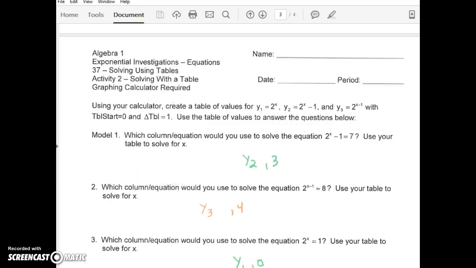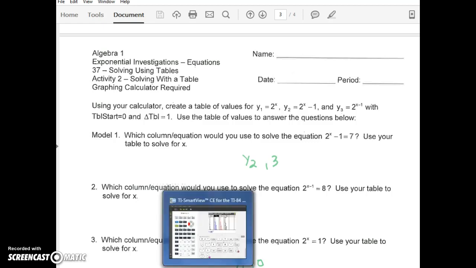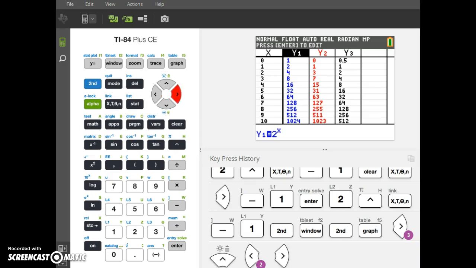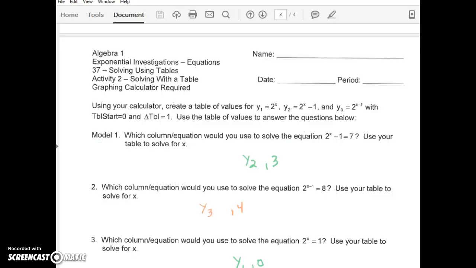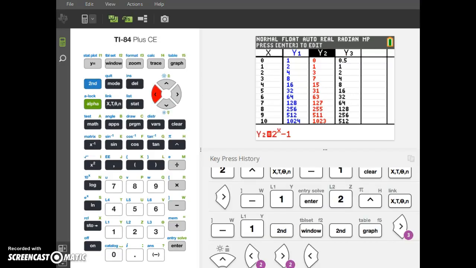We're asked to find where 2 to the x minus 1 equals 7. So I'm going to look for where that equation is, 2 to the x minus 1 without the 1 in the exponent. I want to know where that's equal to 7. So all I'm going to do is go to y2 where it equals 7. And that happens when x is 3. So that's my answer. If x is 3, the output would be 7.